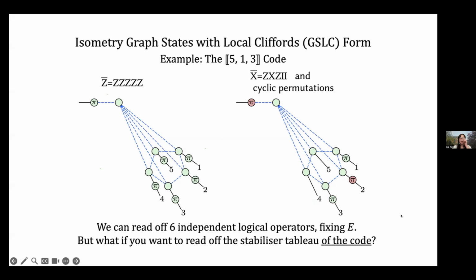And that's quite interesting because it made it seem as if you can have more specific rewrites or subversions of the graph states with local Cliffords form, but it's not very helpful for reading off properties of the code.